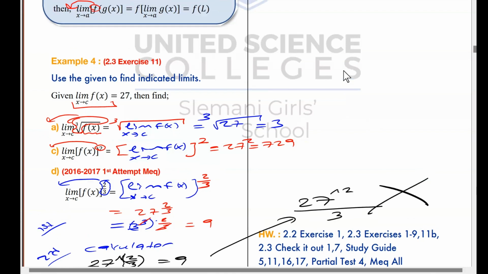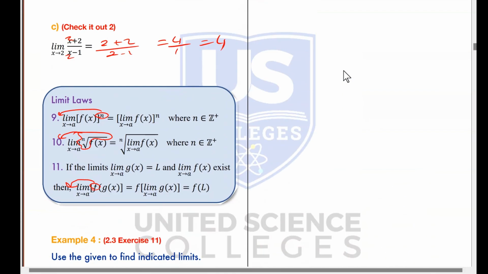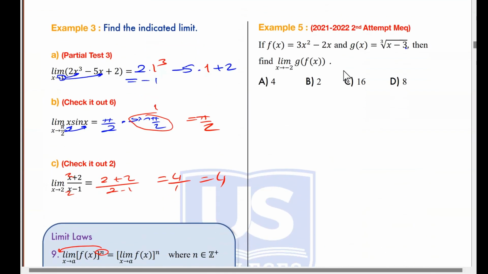Okay, we are done with the third set of rules. And that's it. We finished the rules. Let's take a look at the last question, a ministry exam question. We have a composite function. We are given function f. We are given a g function. Then we are asked to find limit as x approaches negative 2 of g of f of x.